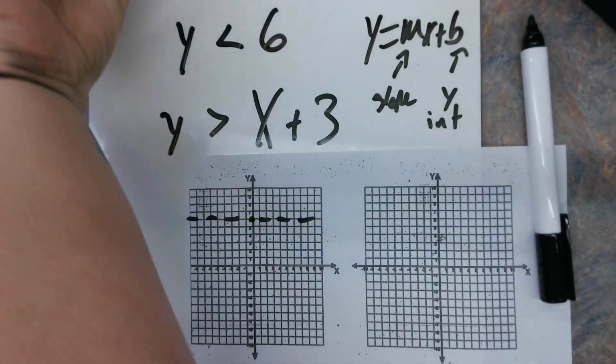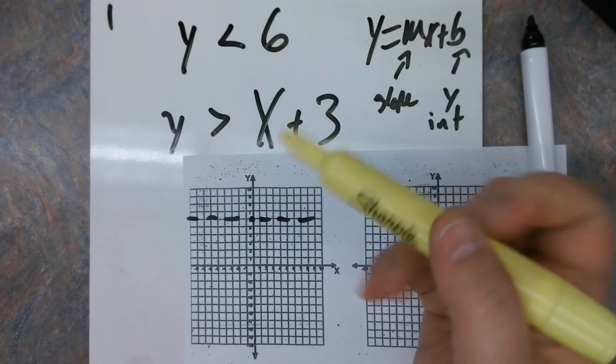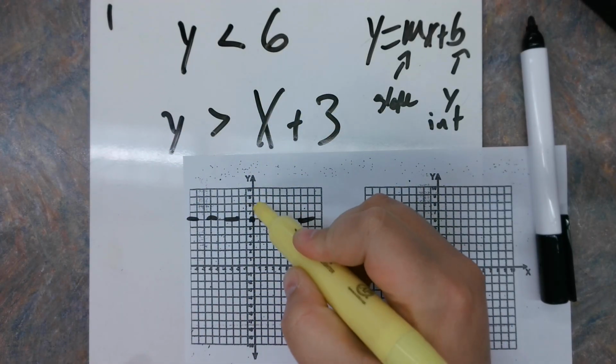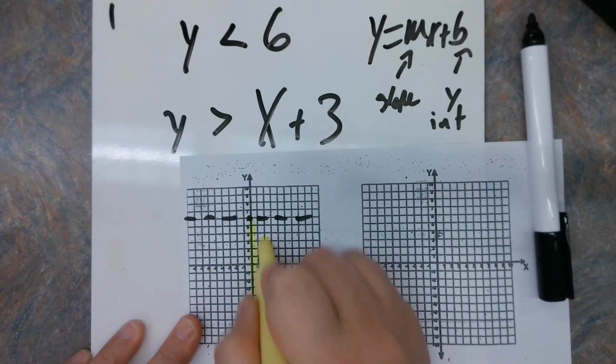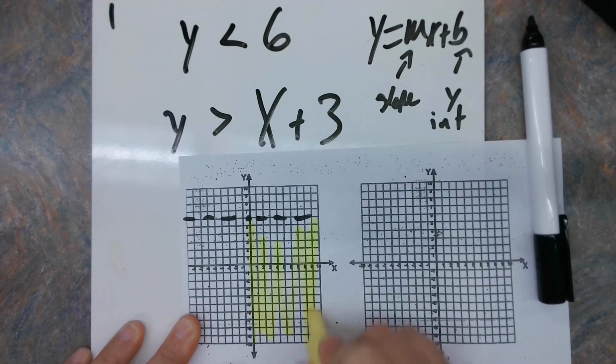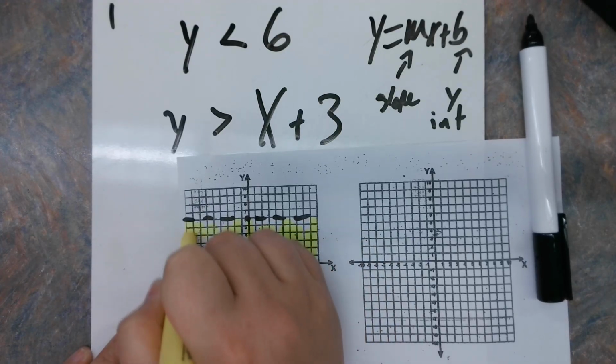The next thing I have to look at is where do I shade? So y is less than, this is y. Y gets less than this line when I go down. So I'm going to shade everything in this area underneath the line because that is where y is getting smaller.